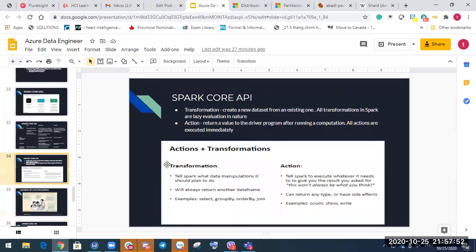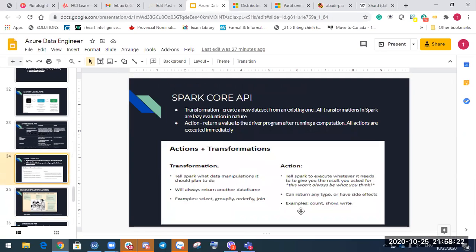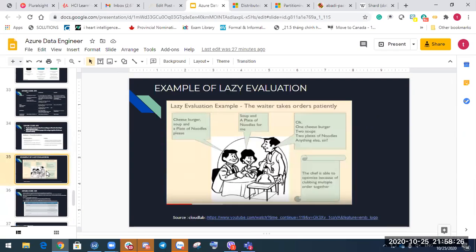Okay, and remember the Spark Core API, there's a very important core information: transformation versus action. Some API support transformation, and what transformation is select, group by, order by, join, and action is count, show, write. And why is there a difference on this? Because Spark uses lazy evaluation, so it doesn't actually compute until you ask it for the action. So until you tell it to run, it won't compute.